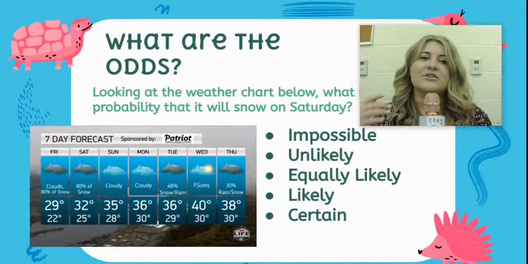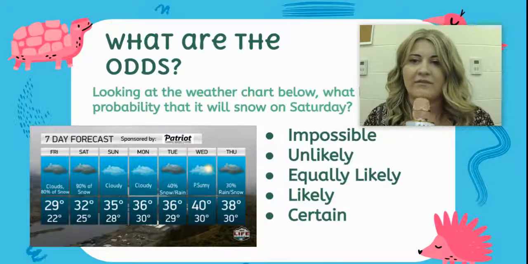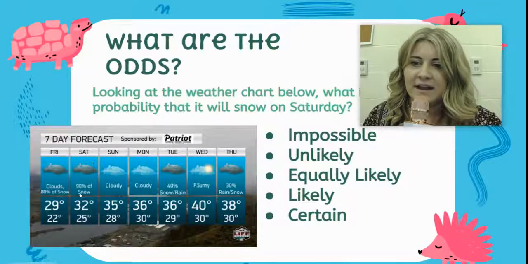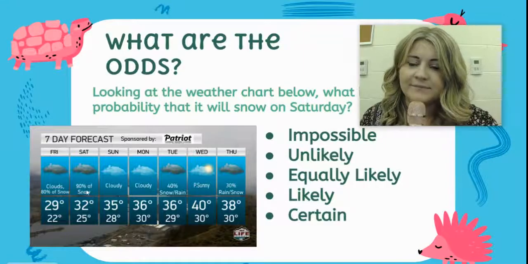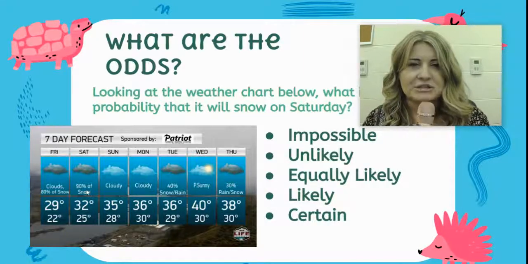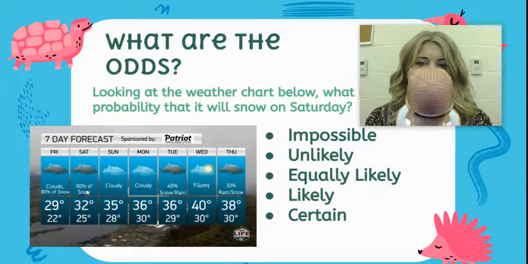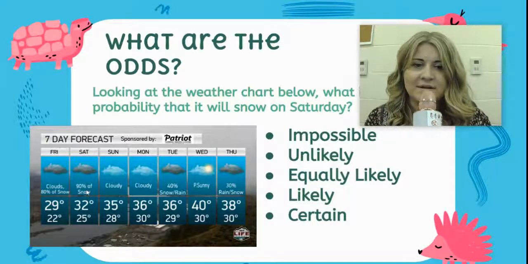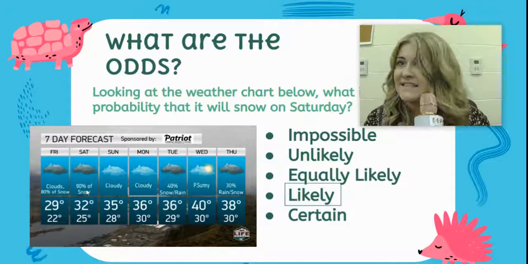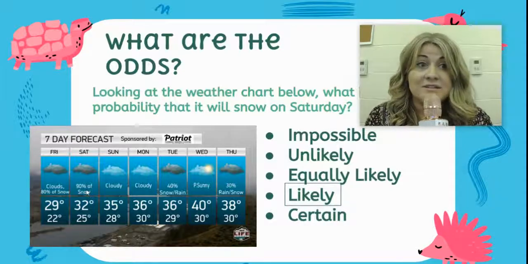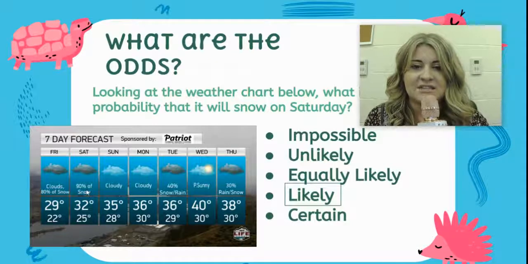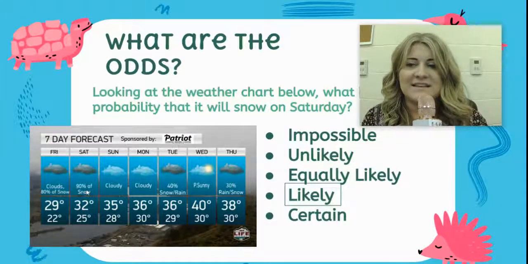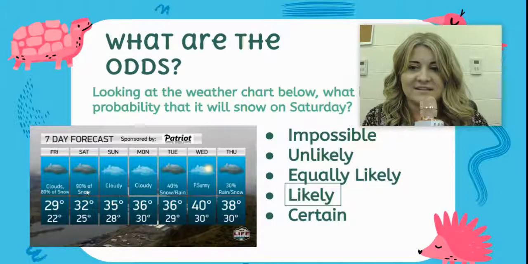All right, looking at the weather chart below, what is the probability that it will snow on Saturday? Saturday is right here, and it says the probability of it snowing. So what's the probability that it's going to snow on Saturday? There's a 90% chance of snow. So that means that it's likely going to snow, but it's not 100%. It could not snow. It could be a rare thing where it just doesn't snow, and that is why it's not certain. Usually weather is not 100% anyway. It can always change. So it's likely going to snow on Saturday because there's a 90% chance of it, but it's not 100% certain.